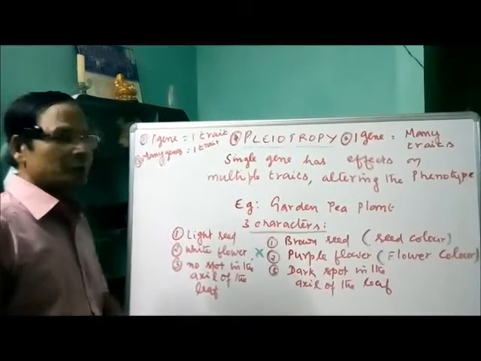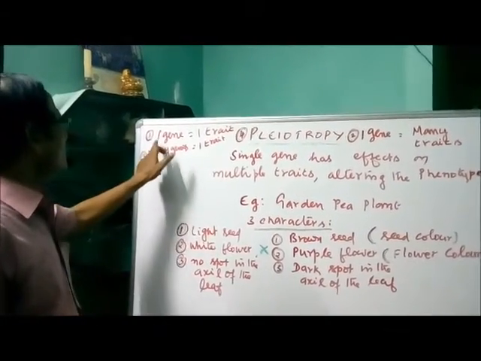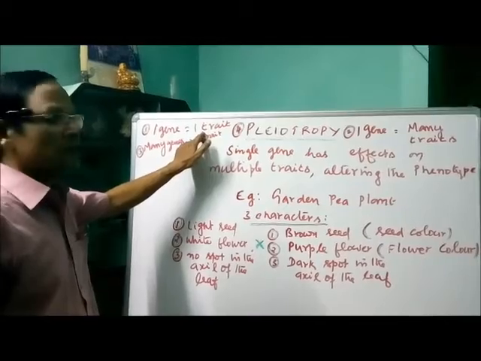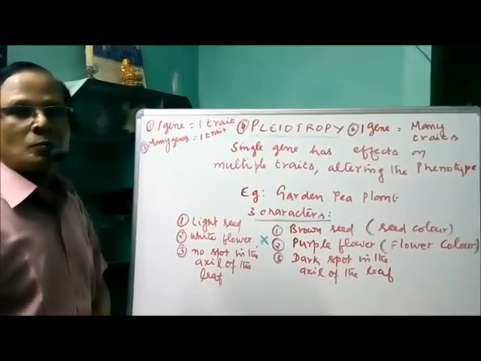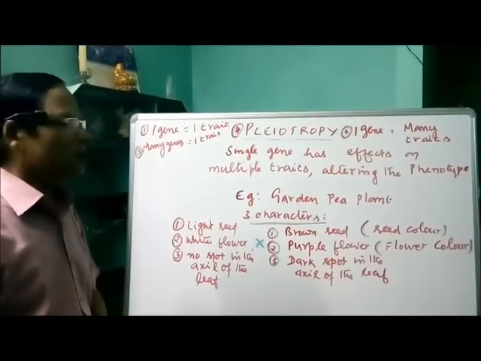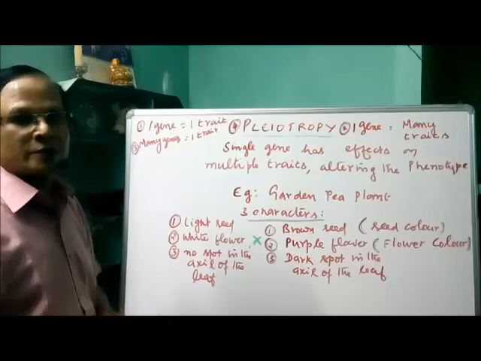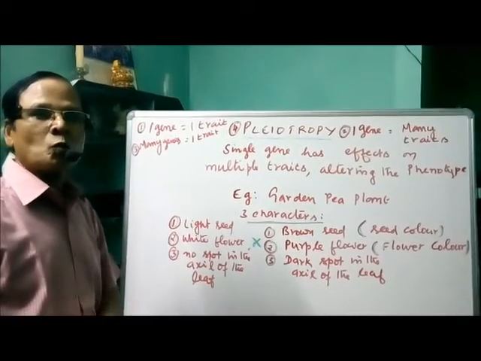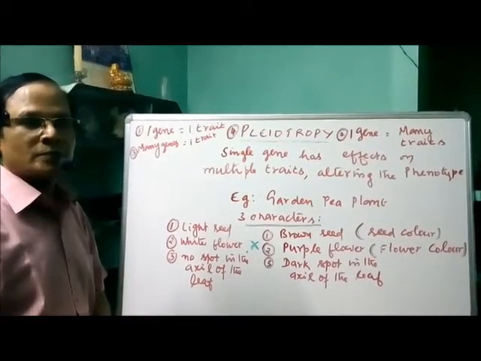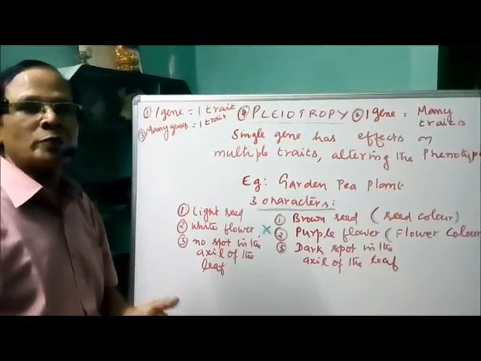There are three types of inheritance. Generally, we can say, first, a single gene influences a single trait. This is called monogenic inheritance. One gene, one trait. It was proposed by Mendel, hence it is called Mendelian inheritance. It is also called qualitative inheritance because the expression depends on the quality of the genes, either dominance or recessiveness.